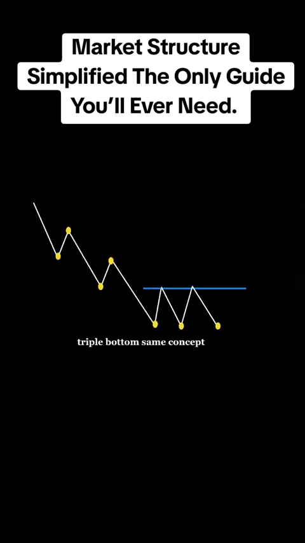Triple bottom, same concept, reversed. Price tests the same support level 3 times and fails to break it. Once it breaks the neckline to the upside, the downtrend is likely done. These patterns show us that the market is trying and failing multiple times, which increases the probability of a reversal.